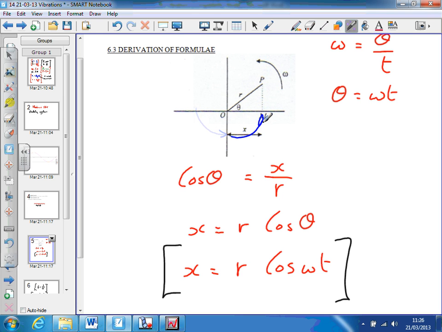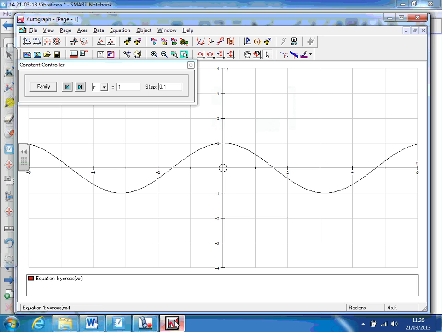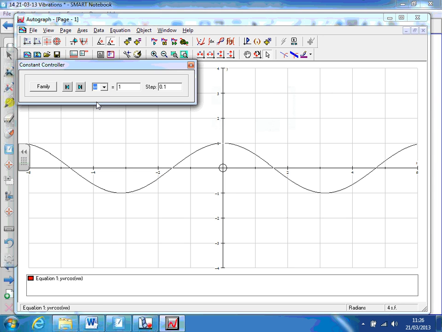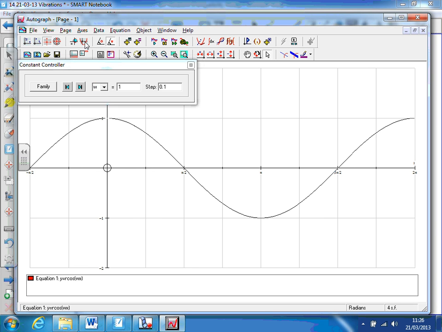So how long does it take for it to go right round one revolution? If omega is 1, which it is at the moment, then how long is it taking to go one complete revolution? If I hit default axes, it actually turns out to be 2 pi at this point. So if omega is 1, it's taking 2 pi radians to go a whole turn.